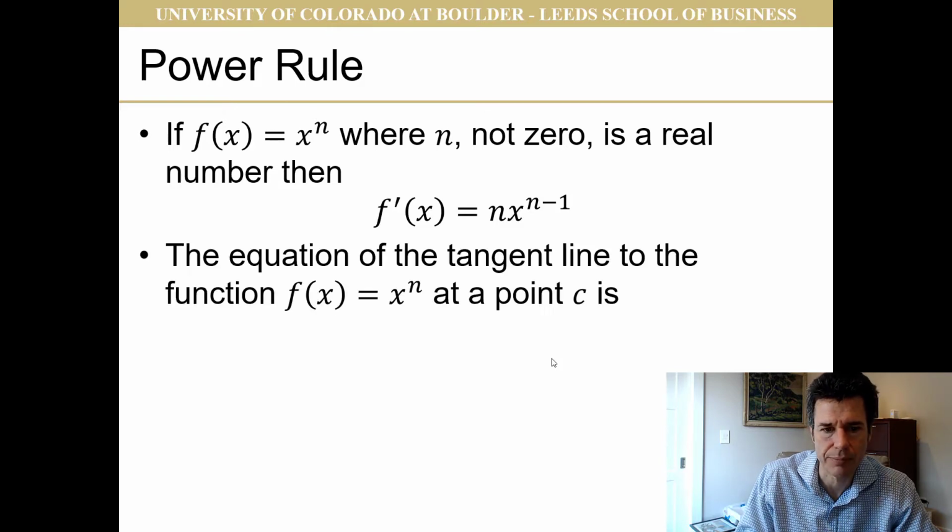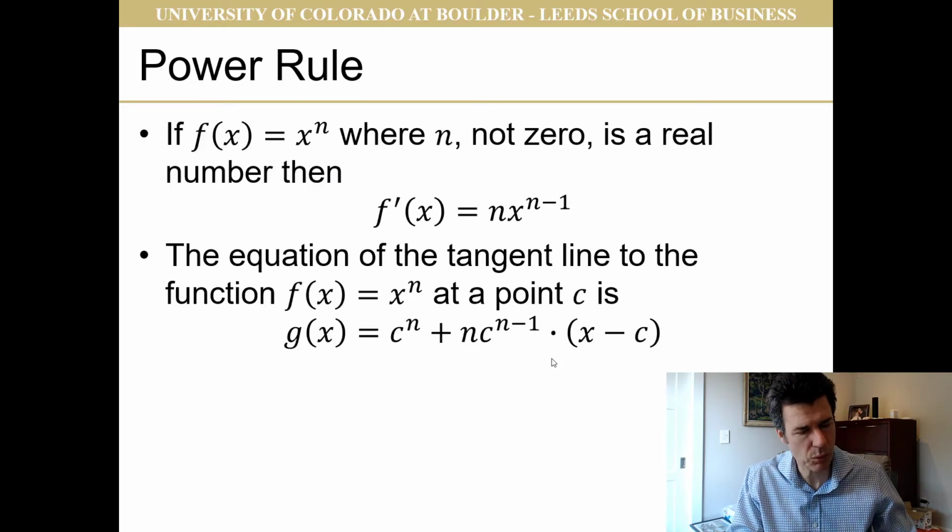Now, just as a side, the equation of a tangent line, and we'll use this periodically throughout this course, the equation of a tangent line at some point c is y equals c to the n plus n c to the n minus 1 times x minus c. And actually, that's worth just looking at where that comes from.